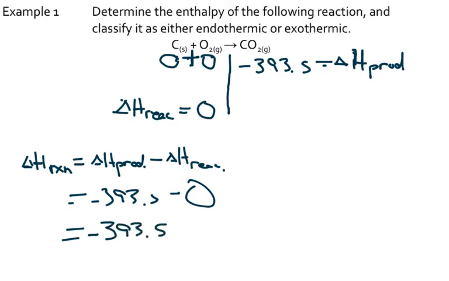The units for this, as it shows in the table, is kilojoules per mole. And at this point we can look and we see that since delta H is negative, delta H being negative tells us that this is an exothermic reaction.